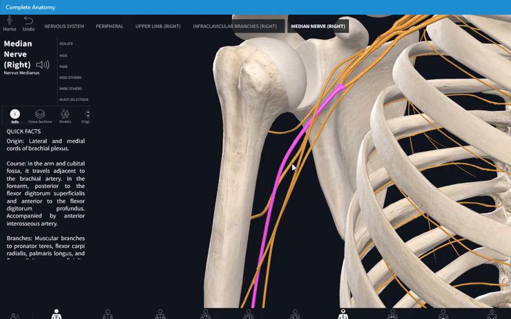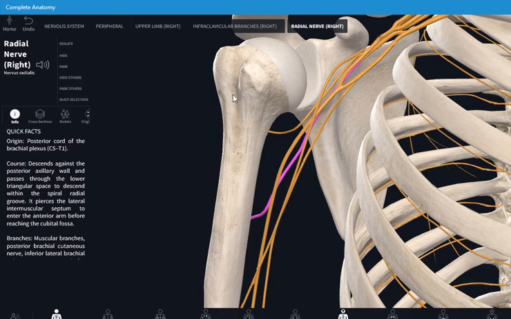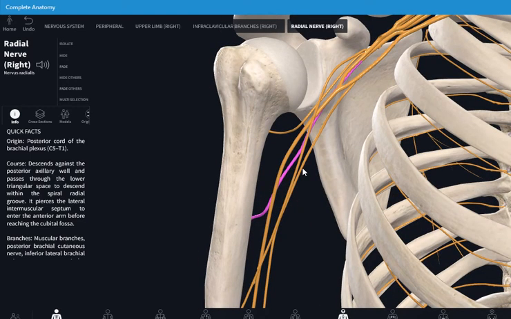Now this particular branch is called the radial nerve, and the radial nerve supplies all the muscles on the posterior part of the arm and the forearm. So the radial nerve supplies all the muscles of the posterior compartment of the arm, the posterior compartment of the forearm, and the posterior compartment of the hand. The last one is the ulnar nerve.